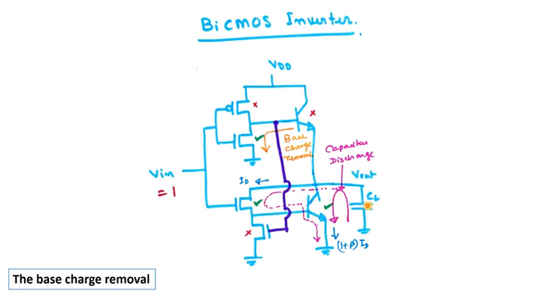So, you see that now the capacitor will discharge through this MOS as well as through the BJT, and now this NMOS is off, right. So, you can see it is similar to the previous circuit, but for this part, you see these two are off, but this NMOS is on. As this NMOS is on, now this can remove the stored charge in the base of this bipolar junction transistor.